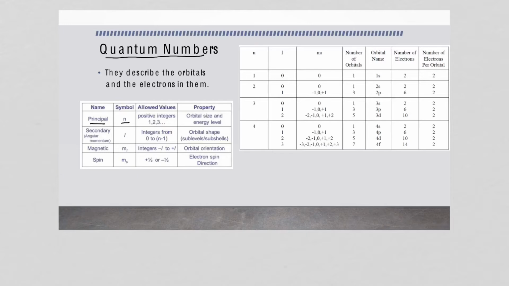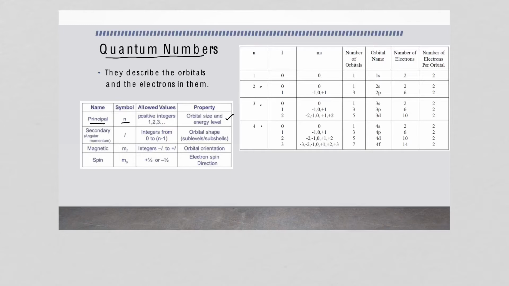The possible values are positive integers, right? So 1, 2, 3, 4, etc. If you want to think about it, these are akin to the energy levels that we saw in Bohr's model. So they describe basically the orbital energy level and the orbital size. The bigger that is, the higher the energy, and the bigger in size the orbital is going to be.